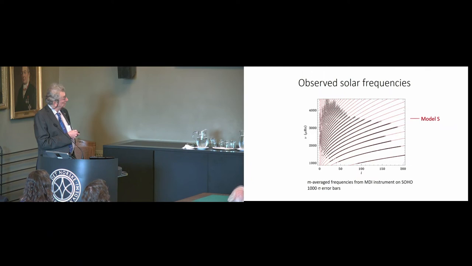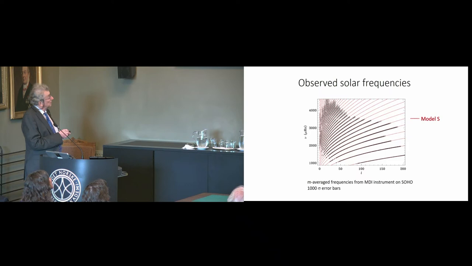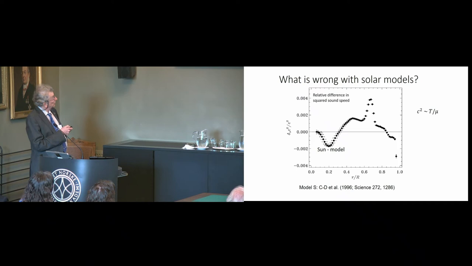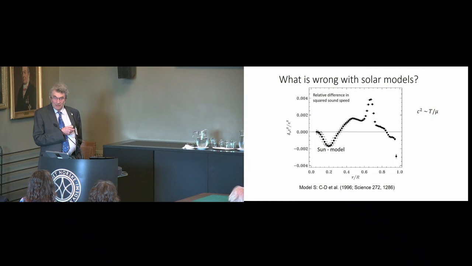So what we need to do is then to take the difference between the observed frequencies and the model frequencies. And then we can carry out this analysis that Roger mentioned, the inverse analysis, to go from the differences in frequency to the differences between the sound speed in the sun and the model. And this is, again, the difference between the sun and this model S. And you would say that we are not doing too badly. This is the square of the sound speed difference. And the model agrees with the sun to within a few parts in a thousand, which some people might think is quite a good model.